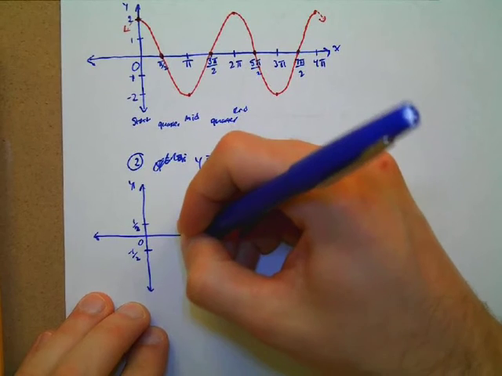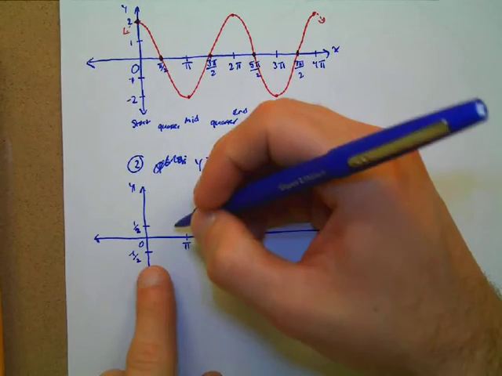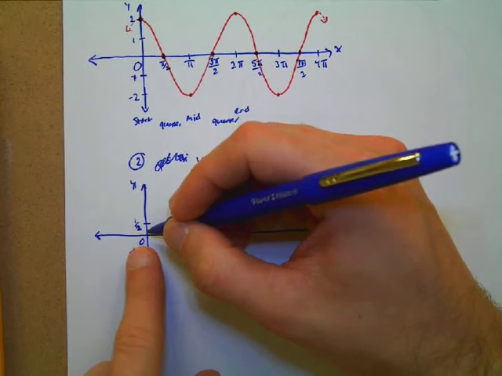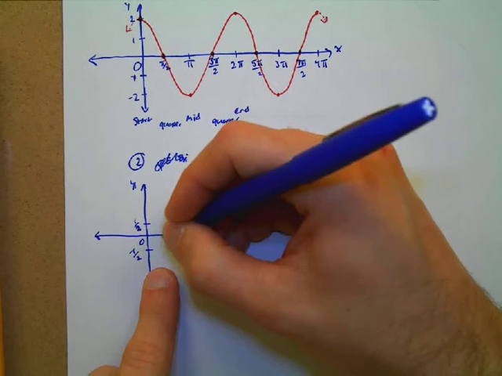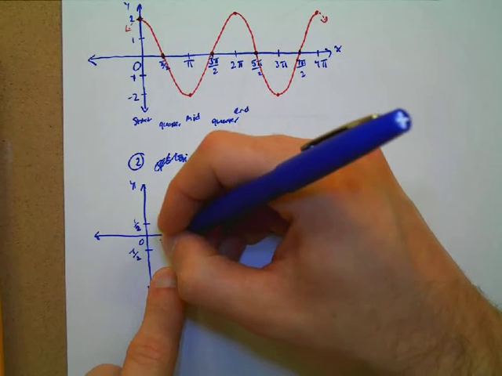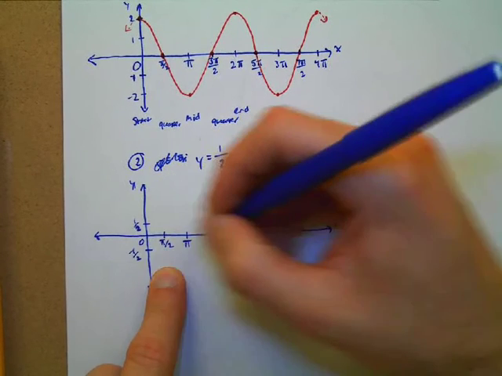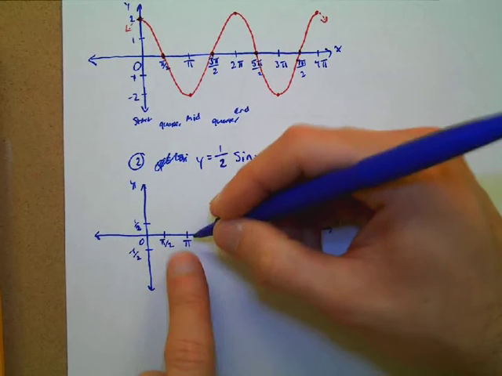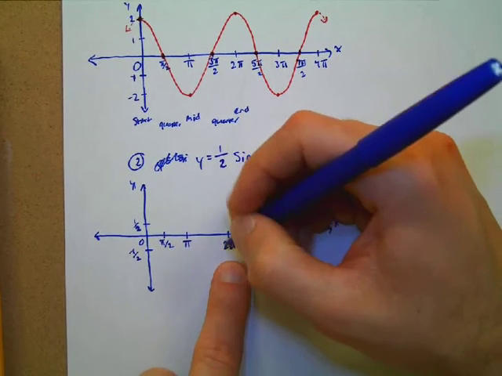Okay, and let's also find the quarter points, right, or the halfway of the halfway. So halfway between 0 and pi, well, add them up. 0 plus pi is pi, divided by 2 is pi over 2. Okay, and then find the midpoint between these two. Well, pi plus 2 pi is 3 pi, divide that by 2 is 3 pi over 2.